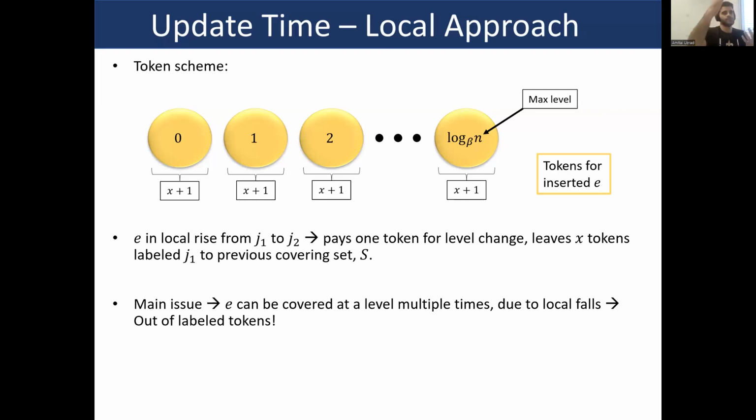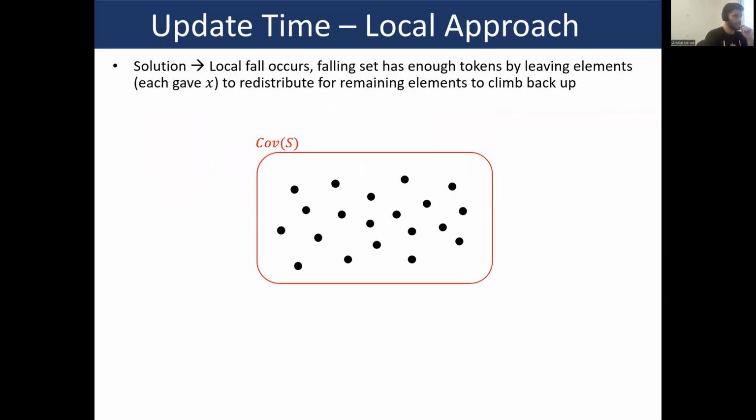But the problem is that once it gets to 11, it can fall back to 2 due to a local fall, and then it needs to again climb to 4, to 7, and back to 11. But it already spent those tokens labeled 4 and 7 and so on the first time it rose, and now due to the fall, it won't have them again. But what we will claim is that if a set falls, then that is because many elements left it.